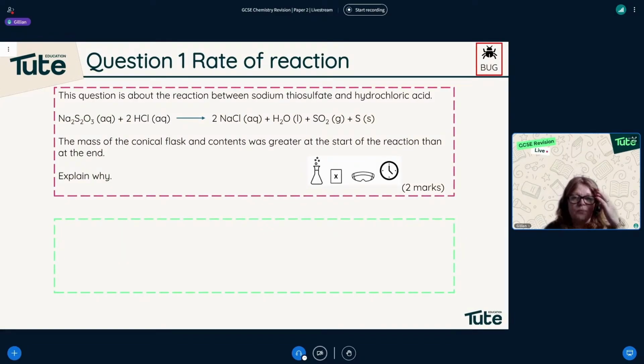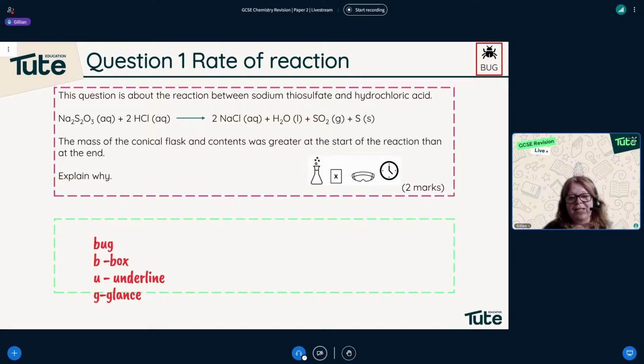So, our first question is all about rate of reaction. And if you've joined us previously in our sessions, you may be familiar with BUG. And there's a little bug in the top corner of my screen. So B stands for box, so we're boxing the command word. U means underline, so we're underlining that key information in the question. And then G is glance. We are going to glance at the number of marks there.